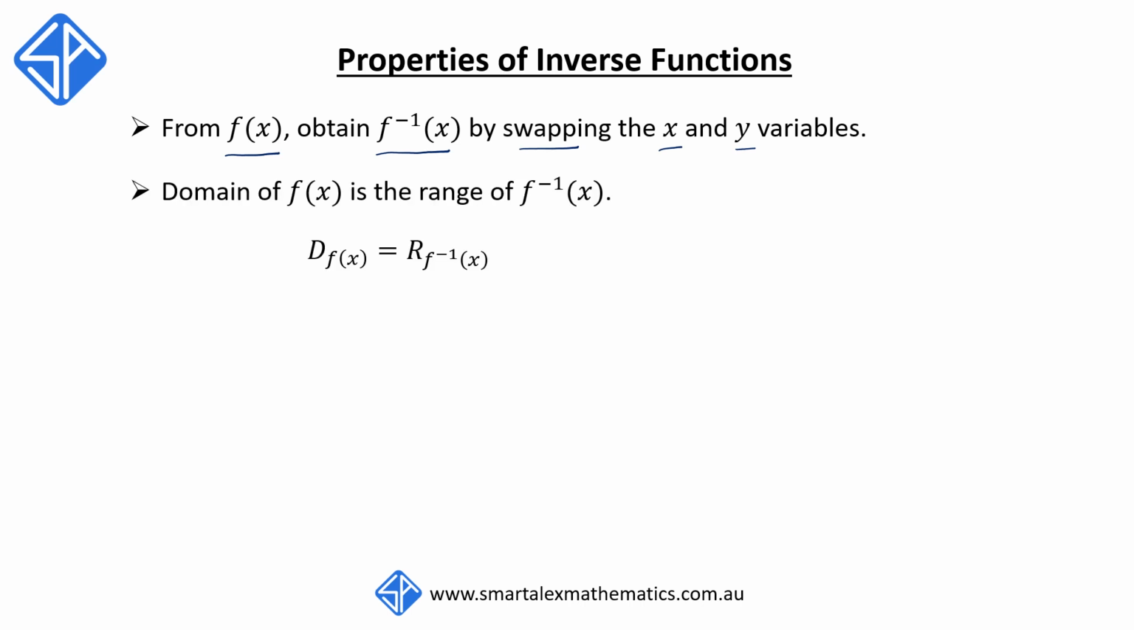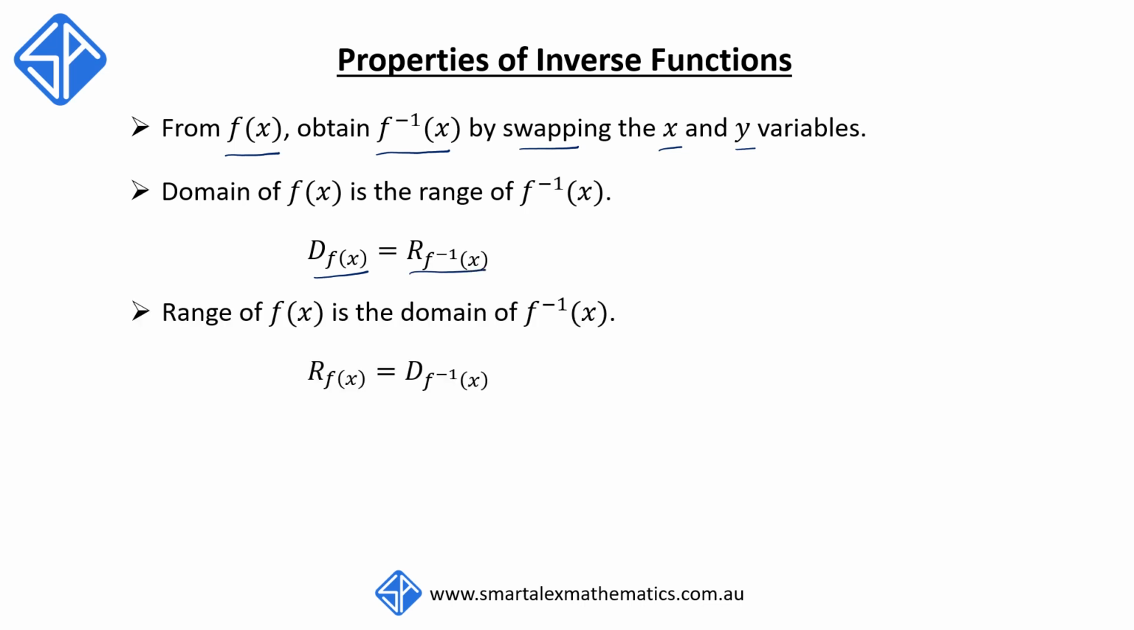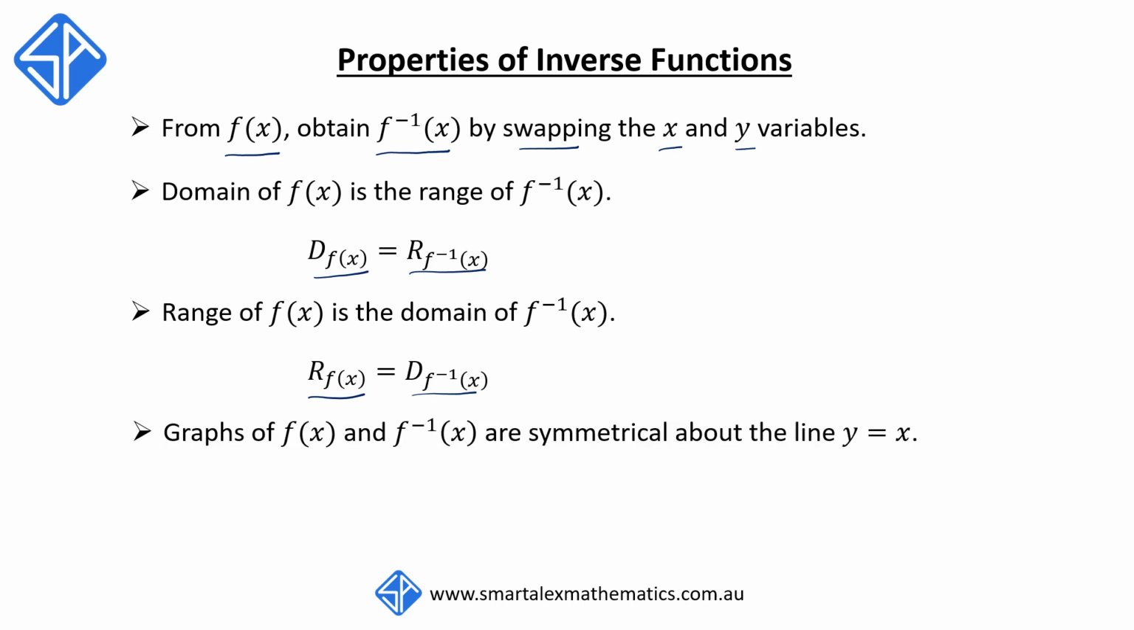This means that the domain of f(x) will be equal to the range of its inverse f^(-1)(x), and the range of f(x) will be equal to the domain of the inverse f^(-1)(x). And in terms of the geometrical property, if we were to graph the two functions, f(x) and its inverse, both of these functions will be symmetrical about the line y = x. So let's now look at some examples.